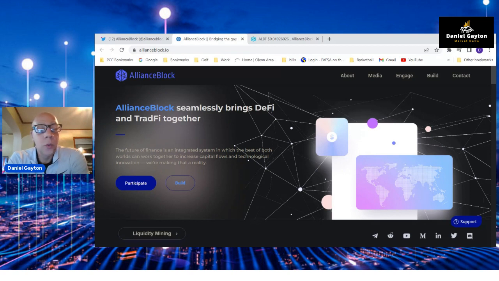I encourage you to take a look at the website. I encourage you to go to their Twitter page and listen to some of the interviews that the team has done. I think you'll be highly impressed with what they're trying to do, with where they're going with it, and with how they're talking about intermingling Alliance Block with the other ISOs to make the network itself very strong. And that's something that I want a piece of, because I have a piece of some other ISOs. So it makes sense that I would have a piece of Alliance Block as well.